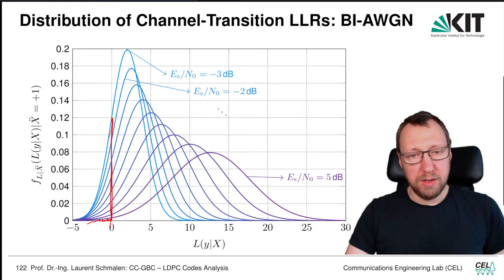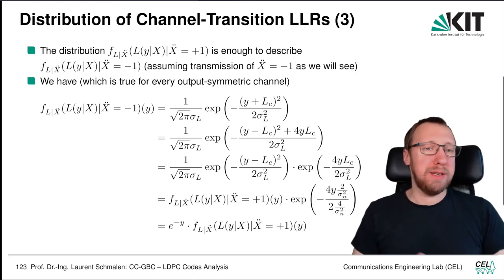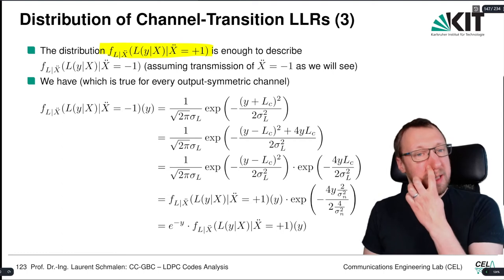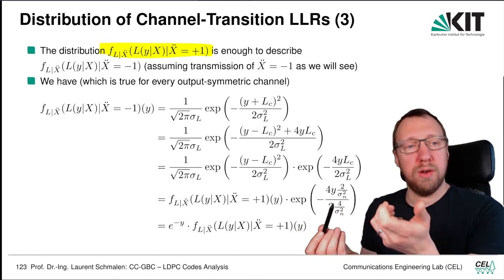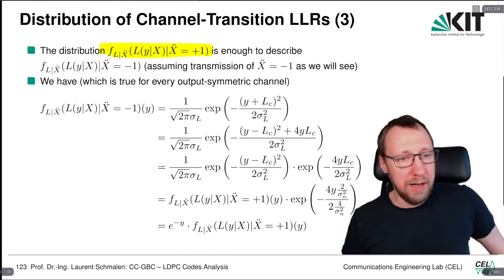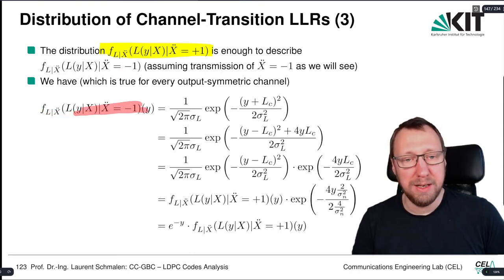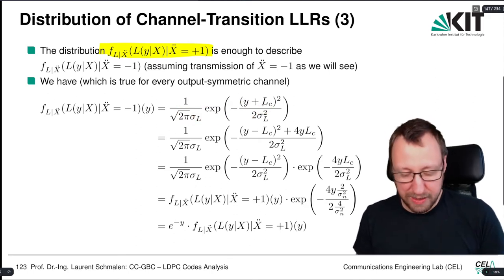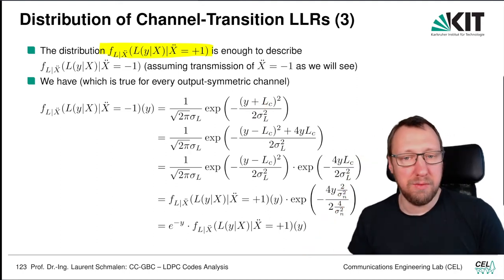So let's take a further look at what's going on. The nice thing about what we have here, because we have an output symmetric channel, is that the distribution f of L given x equals plus 1, so the distribution of the log likelihood ratios when you transmit plus 1, is also sufficient to describe the distribution of the log-likelihood ratios when we transmit a minus 1. So this we can calculate. It's a small effort. So we can calculate f of L given x equals minus 1. Essentially, it's the distribution of the log-likelihood ratios when we transmit a minus 1, so it gets shifted to minus LC. So the mean now becomes minus LC. The variance is the same, sigma L squared.